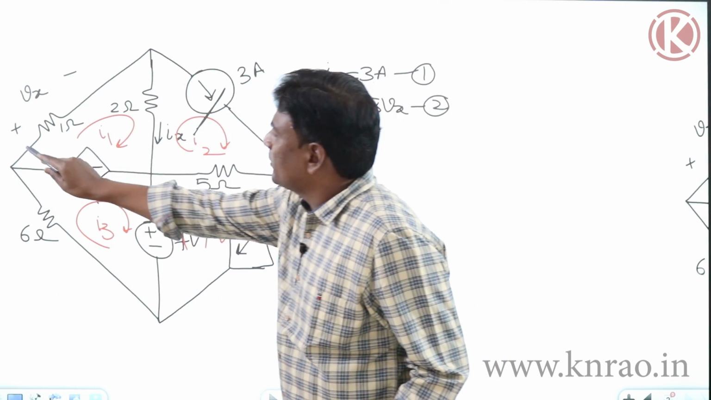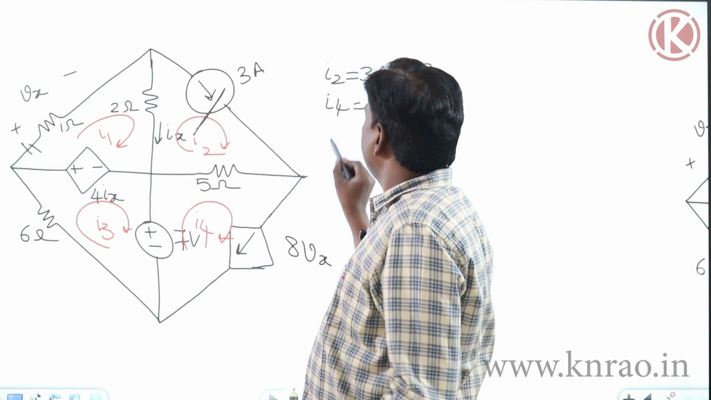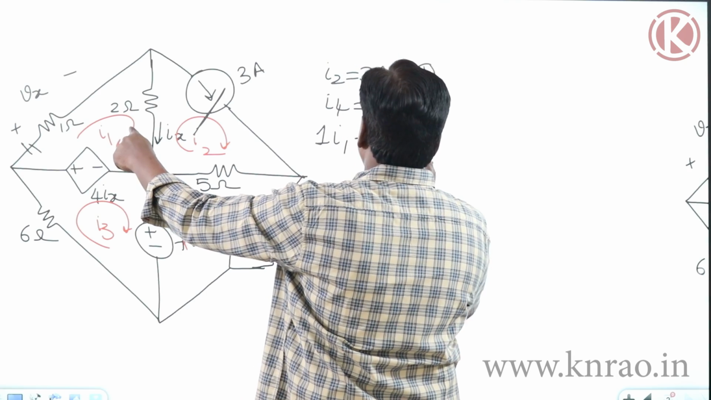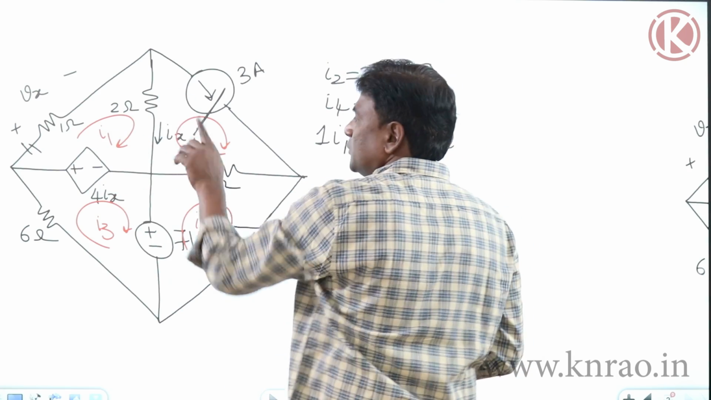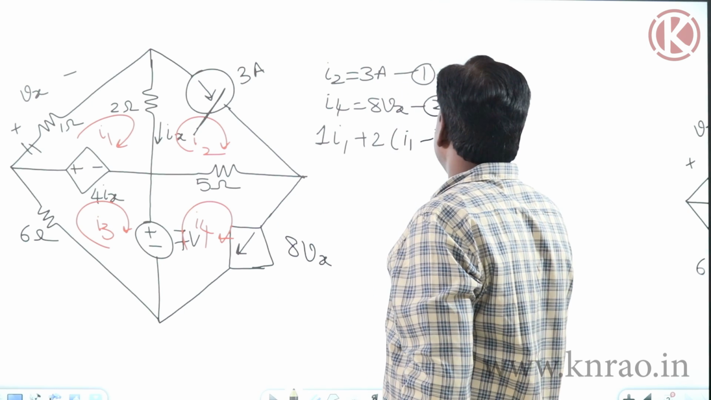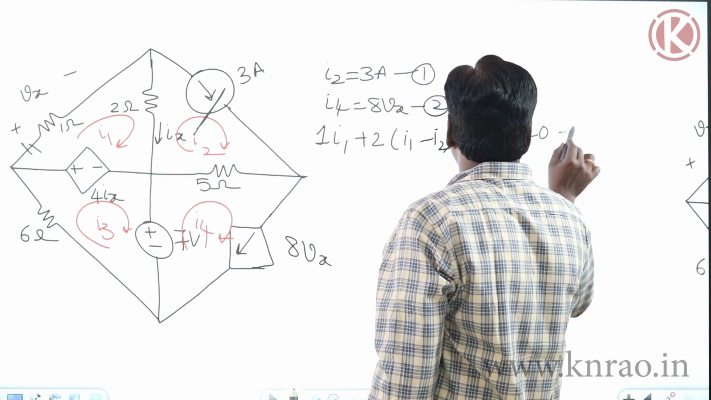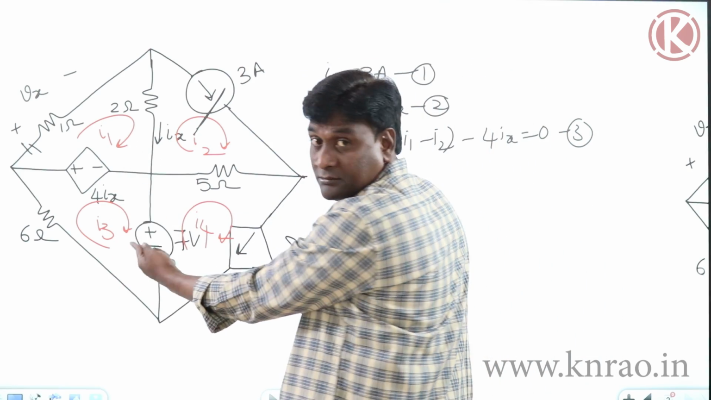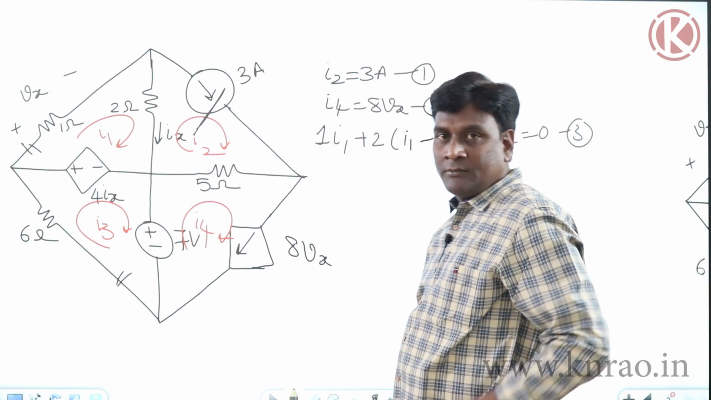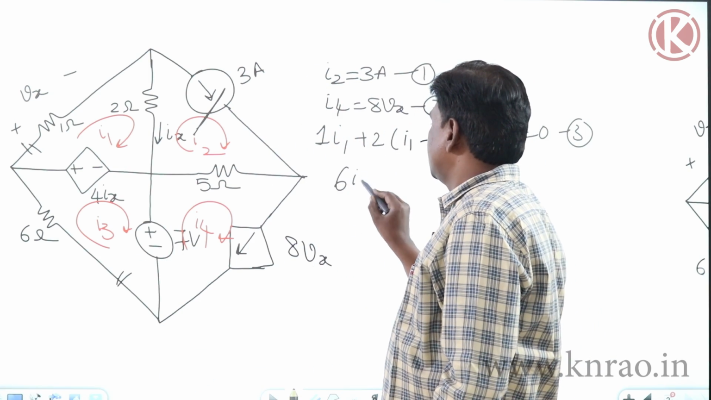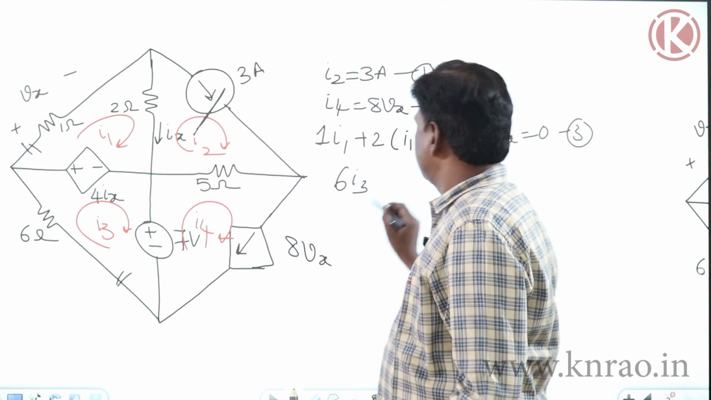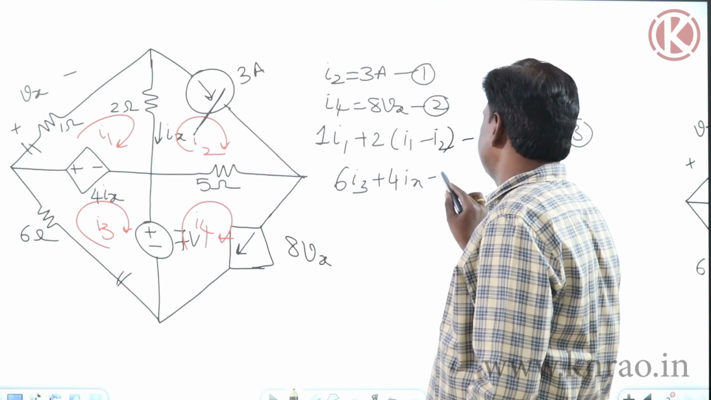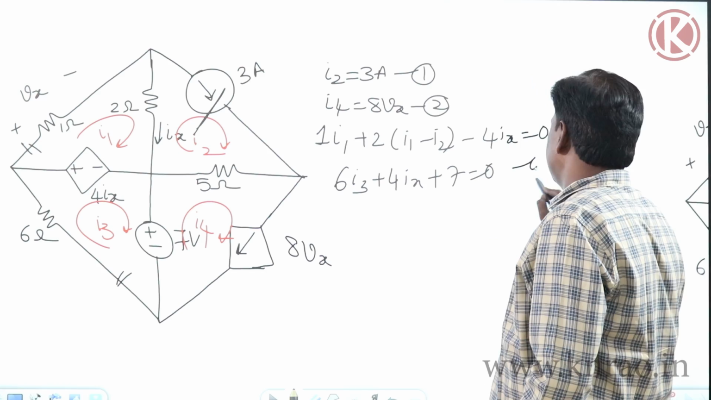In the first, if I apply as usual, let me start from here: 1I1 plus 2 into (I1 minus I2) minus 4Ix equal to 0 is the third equation. Now first is over, next for the third one we have to apply. Let me start from here: 6 into I3 plus 4Ix plus 7 volts, plus 7 equal to 0.